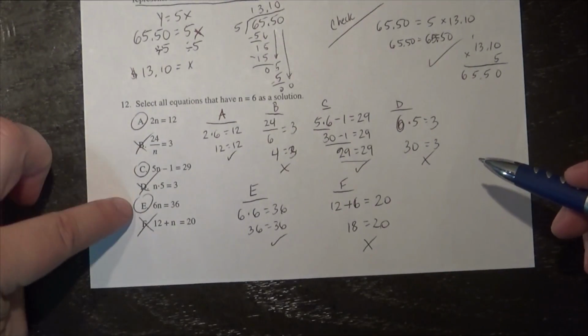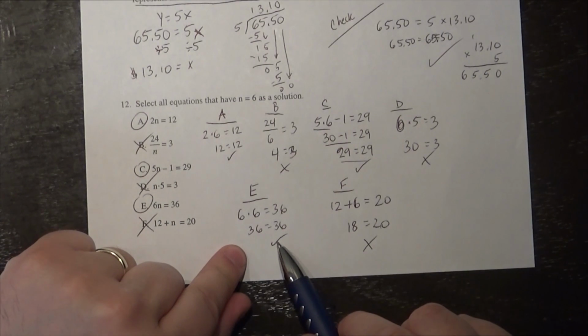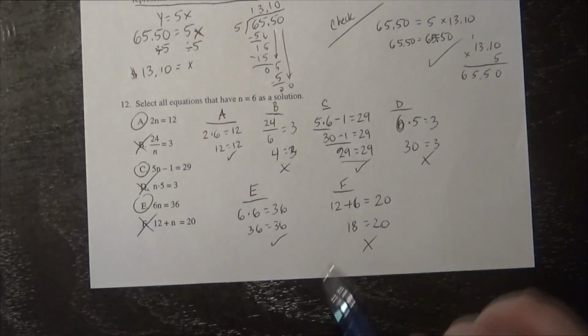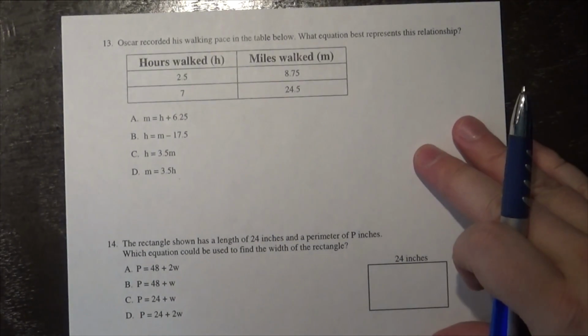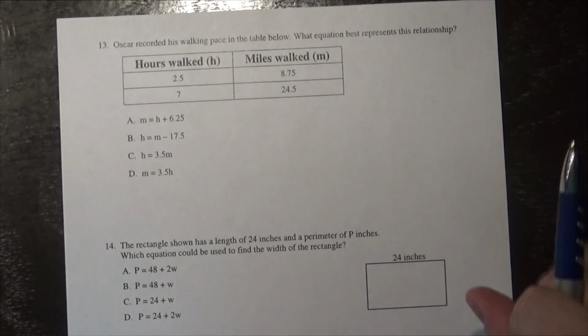So my answers are A, C, and E, and I know that because I did the work for A, C, and E and showed that they are equal, whereas B, D, and F all show they are not equal. So there's my work on page number 2. Let me roll right along and take a look now at page number 3. Here we go. So page number 3 begins with a chart. It says Oscar recorded his walking pace in the table below.